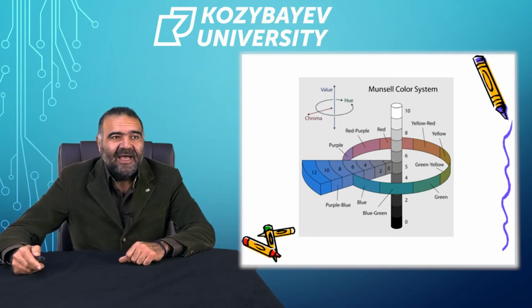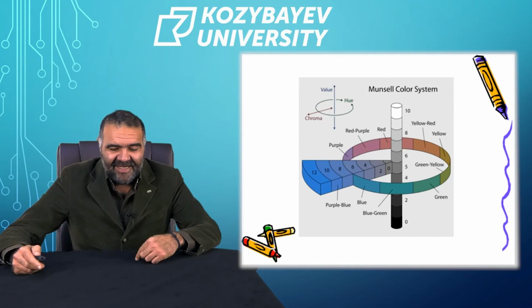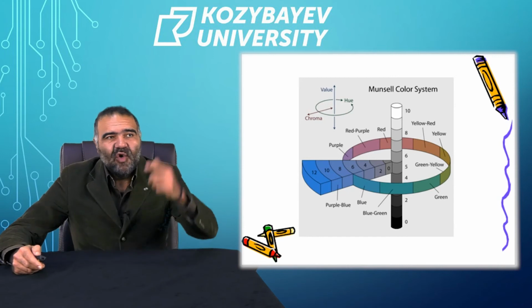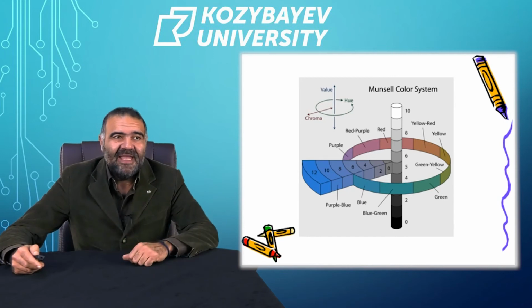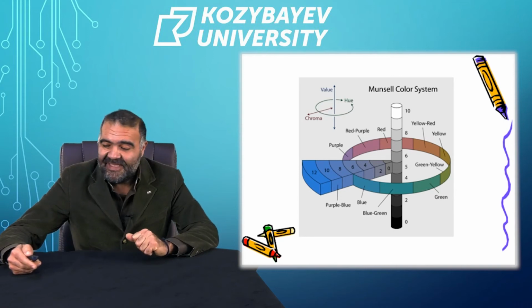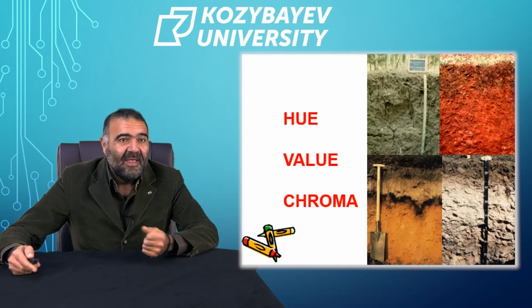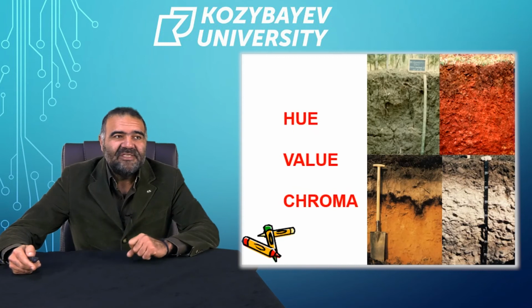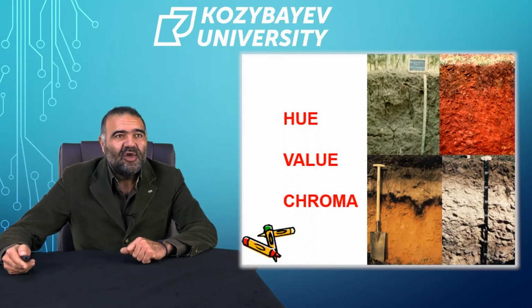And then we have the Z dimension from the external part of the sector to the internal part. We have the chroma, and of course we have the value, which is the vertical dimension, starting from the lightest color, to which we give the score 10, and up to 0, which is the darkest value of the color. So at the end, we use this system to identify the soil color.